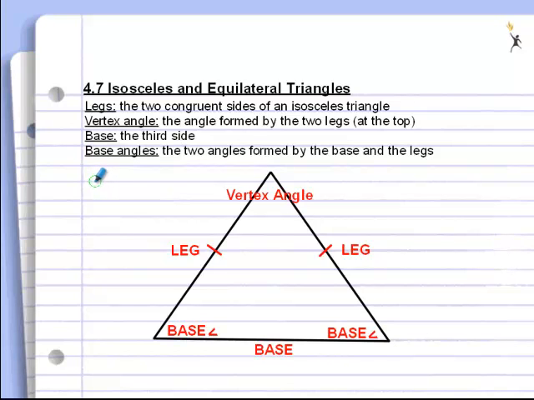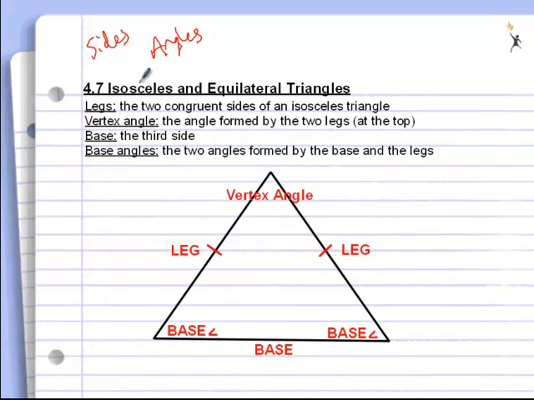Okay, we've gone through triangle congruency in chapter 4. Now we're dealing with special types of triangles. At the very beginning of the chapter, we classified them by their sides and their angles, and then we spent the rest of the time so far proving them congruent. Now we're dealing with two special types.